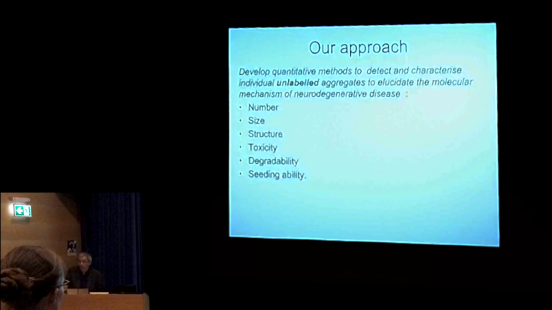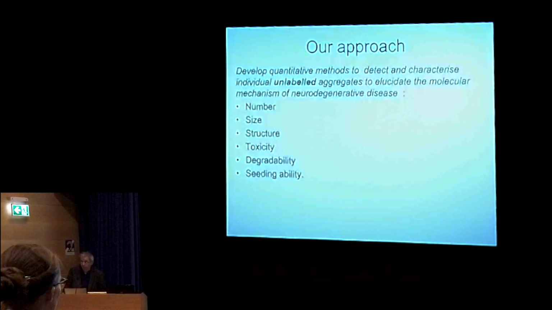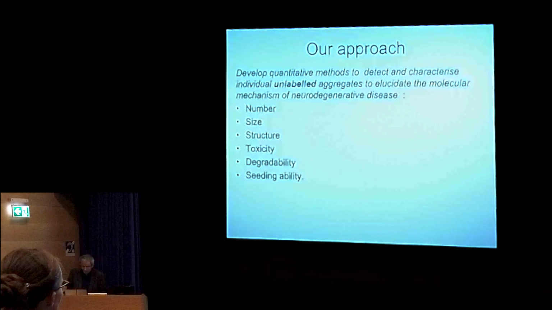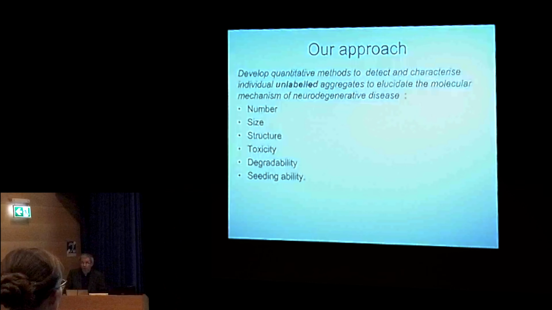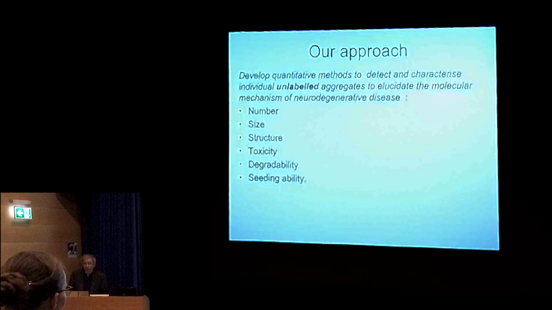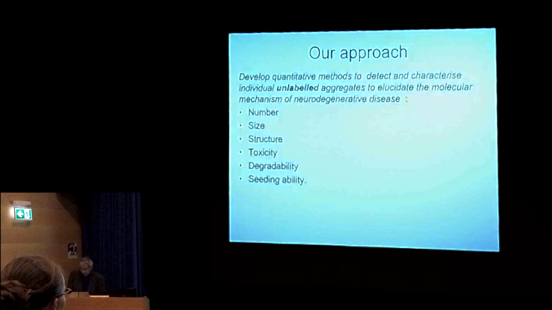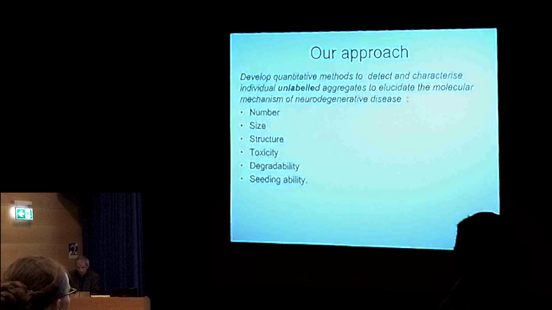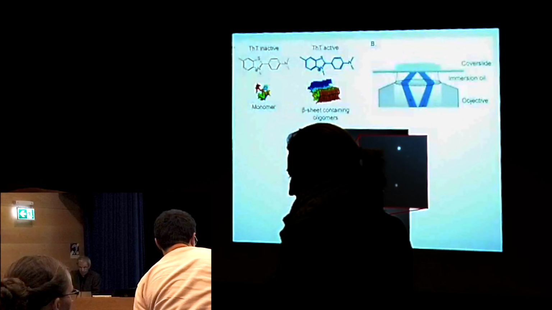So our approach is we're developing quantitative methods to characterize unlabeled aggregates to understand the molecular basis of neurodegenerative disease. We can measure the number, size, structure. We've got two assays that measure the toxic properties of these aggregates. We can measure how easy it is to degrade them, and we can measure their ability to seed aggregation. And I'm just going to give you one example of recent work that we've done in this area.